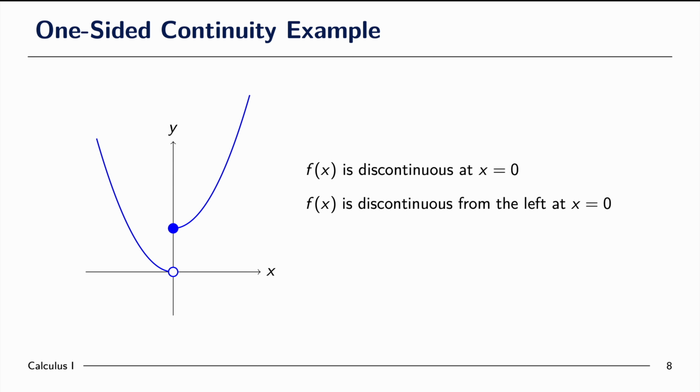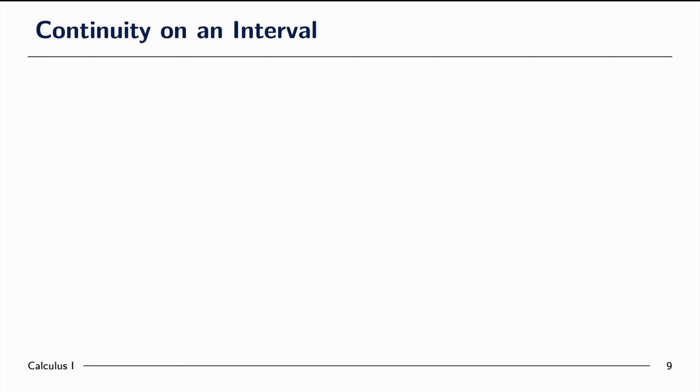Further, f of x is discontinuous from the left at x equals 0. This is because the limit of f of x as x approaches 0 from the left is not equal to f of 0. Finally, f of x is continuous from the right at x equals 0. This is because the limit of f of x as x approaches 0 from the right is equal to f of 0.